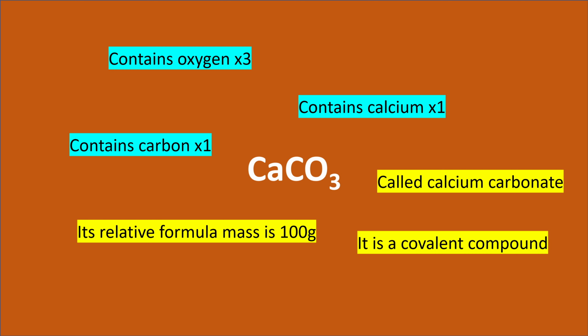Okay, calcium carbonate. You should know it's got 3 oxygen atoms, 1 carbon atom, 1 calcium atom. The name is calcium carbonate. The relative formula mass is 100 grams. You might have been able to calculate that. You would not know that it's a covalent compound. So the only thing really from GCSE that you don't know yet is the relative formula mass, which we kind of looked at last lesson, and whether it's covalent or not. But everything else here you know, which is great.